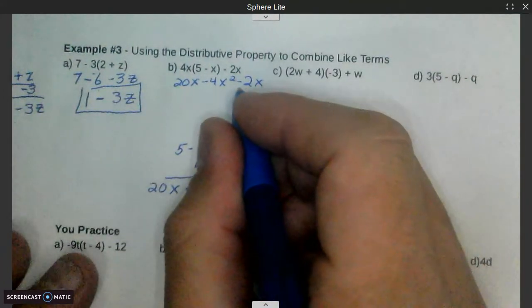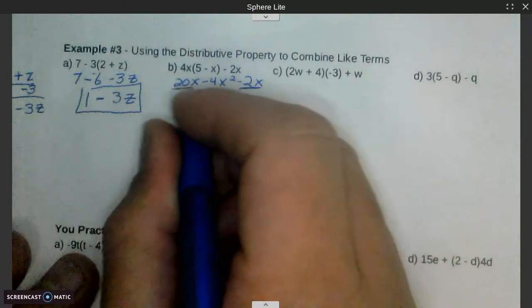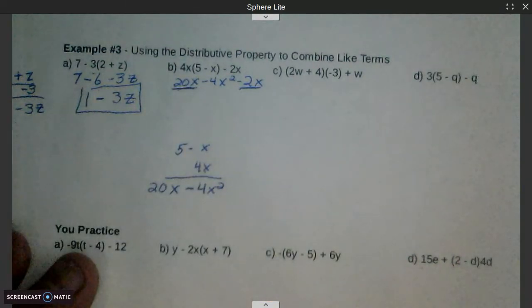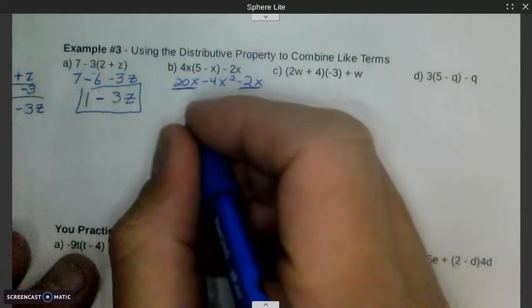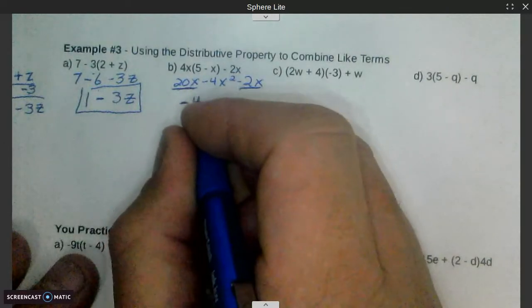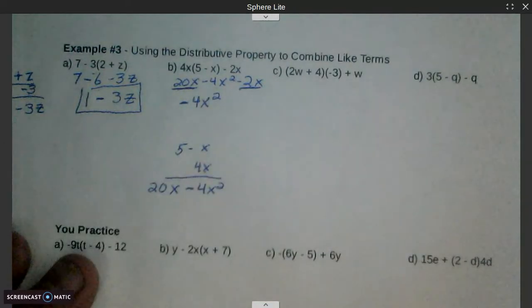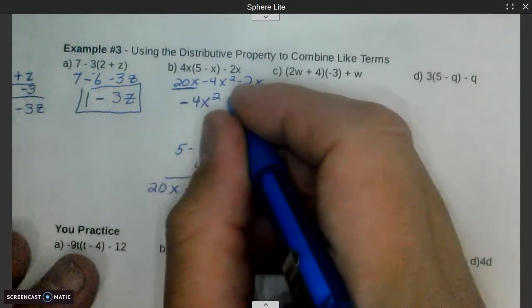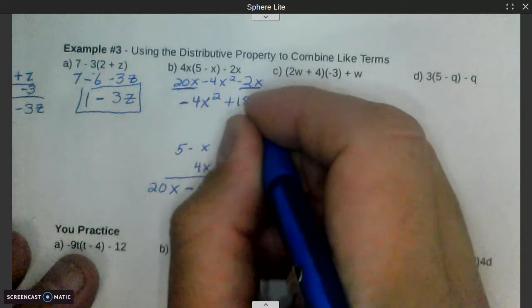My like terms, I know this and this are both like terms because they both have an x. I know the negative 4x squared doesn't have anything to combine with. So I'm going to say negative 4x squared. 20 minus 2 is 18x.